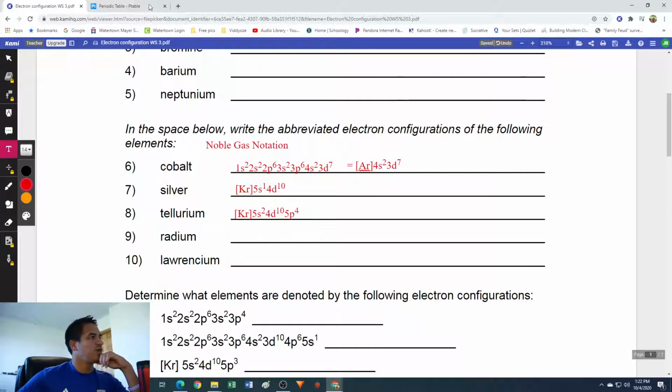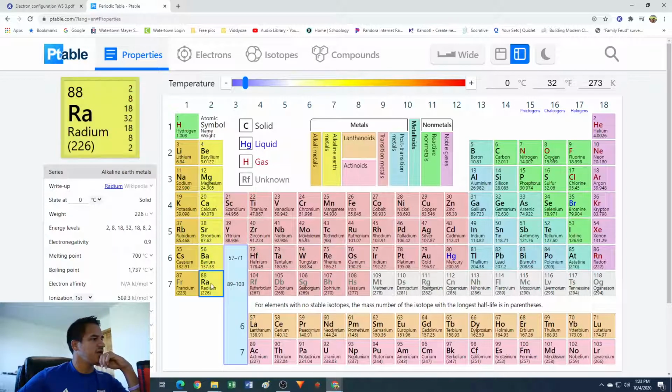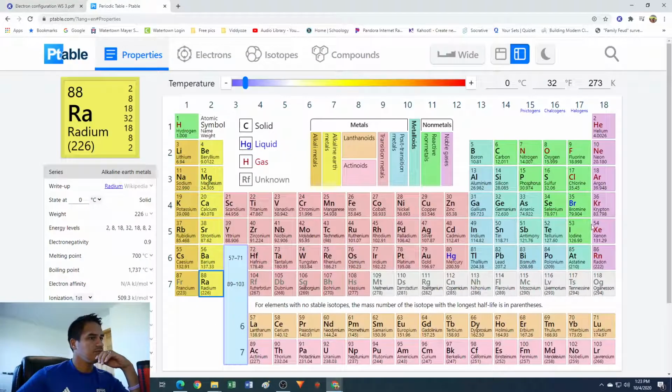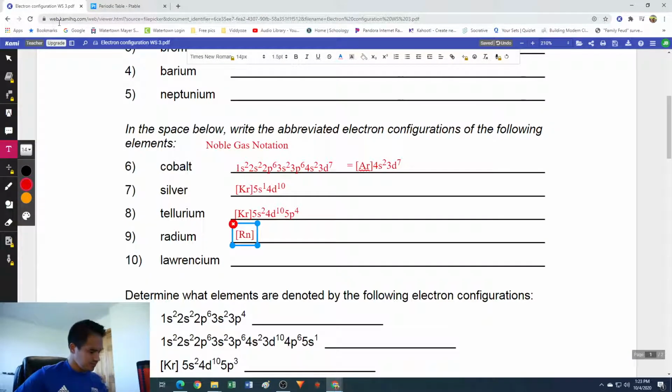All right, 2 more. Radium. So radium is down here. If we backtrack, radium is element 88. Radon is element 86. That's our first noble gas. So put radon in brackets, Rn for radon. And then radium is in the S block. It is the 7th row, so it's going to be 7s2. So 7s2. And that's it. That's all we have.